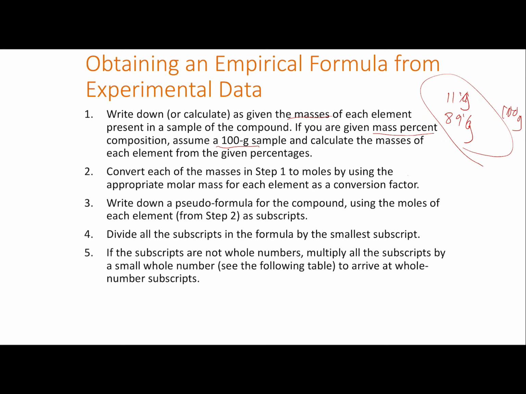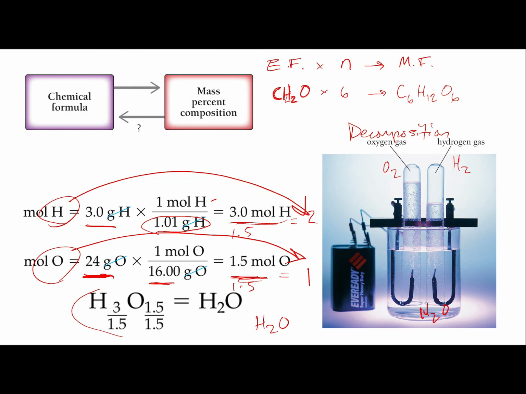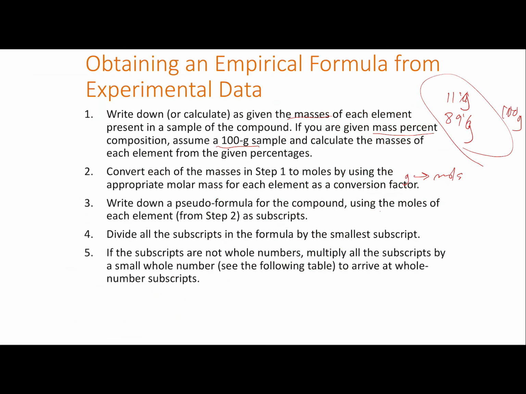Second step is to turn your grams into moles. Third step is to look at that. If you have some whole numbers, or what we did here, this is the pseudo formula, right? H3 O1.5. That's the pseudo formula. Now we don't want that, so we divide those by the smallest one. So both of these get divided by 1.5, and that gives us the better numbers, the H2 and the O.